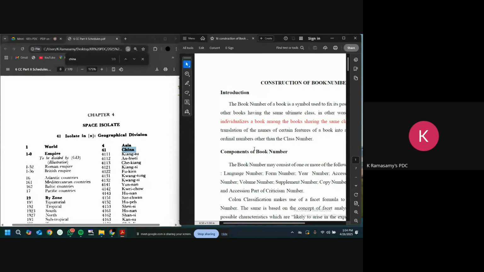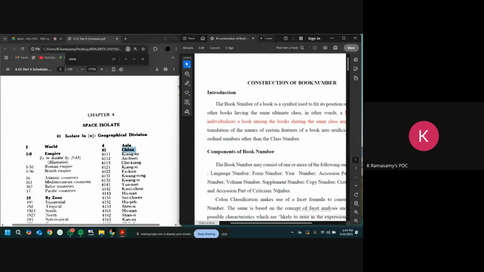So this way, there are many wonders in colon classification which you need to explore by yourself. Okay, fine. I come to the last point. I'll take 5 minutes maximum. We have been using colon classification or universalism class, any scheme. After constructing a class number, what I find was that there are some 30 books on library science. I have given classification number for some 30 books.